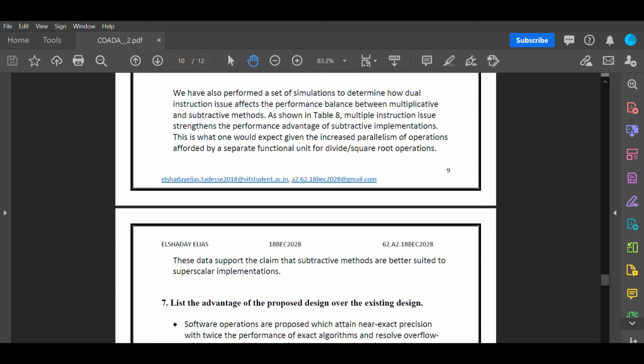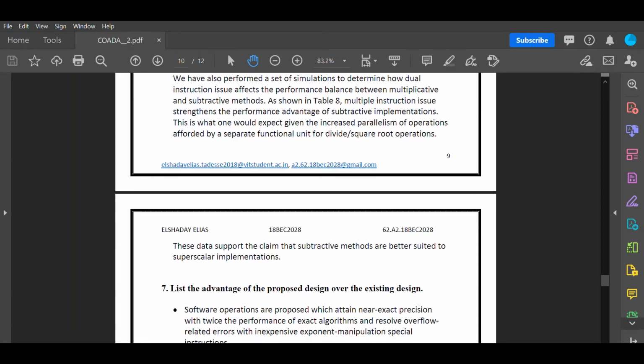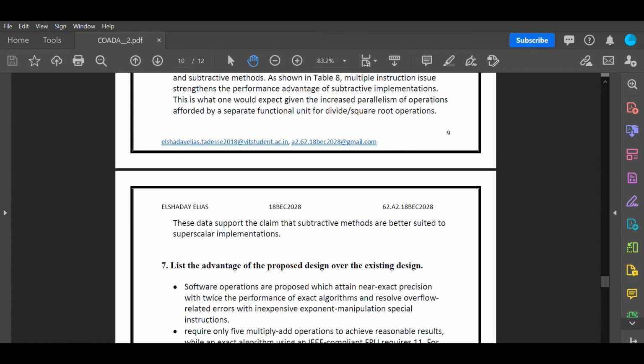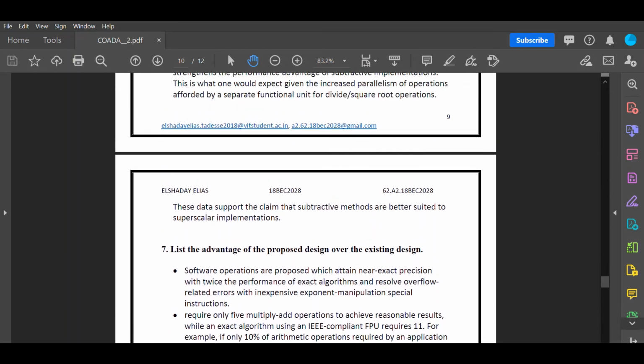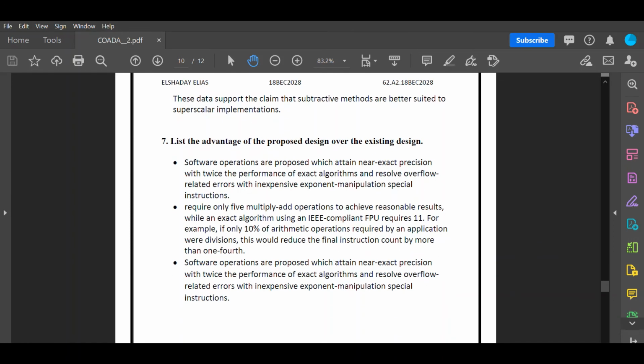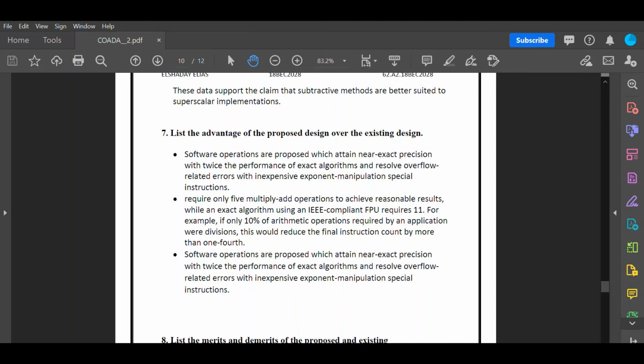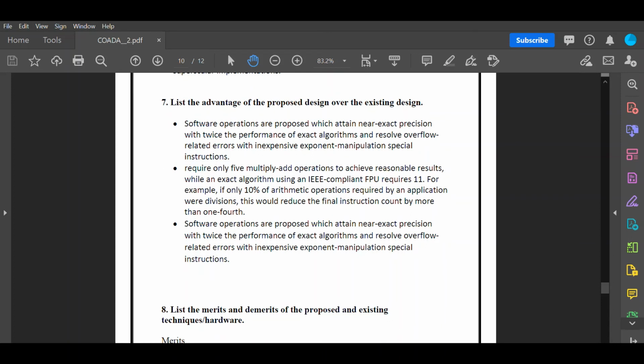So as shown, the multiple instruction issue strengthens the performance advantage of subtractive implementations. This is what one would expect given the increased parallelism of operations afforded by the separate functional unit for divide or square root operations. So this data supports the claim that subtractive methods are better suited to superscalar implementations. Coming to the next question, it is to list the advantages of the proposed design over the existing design.